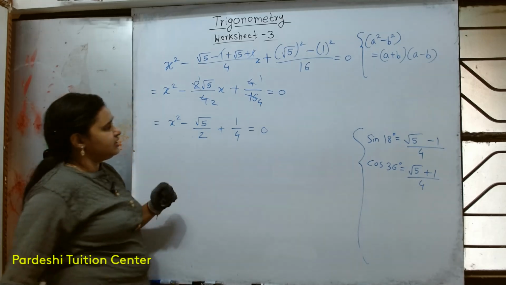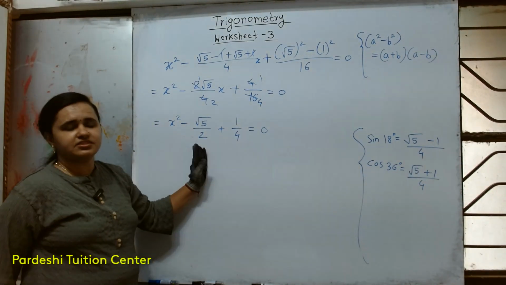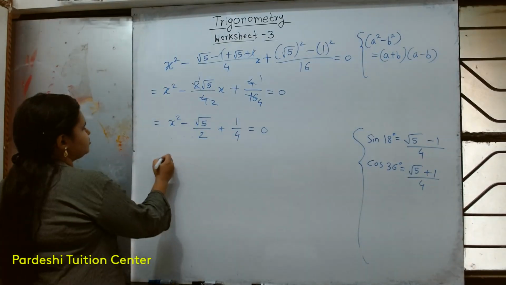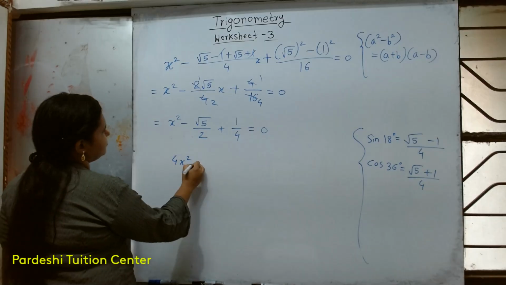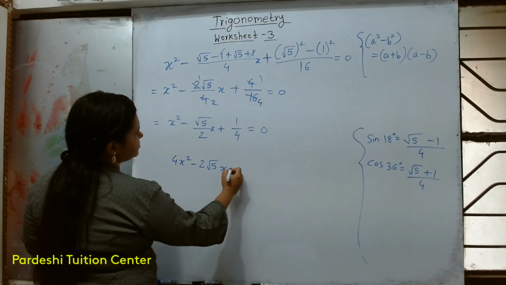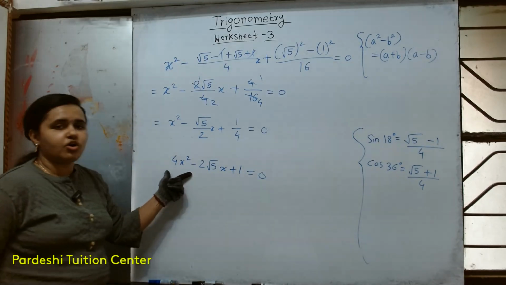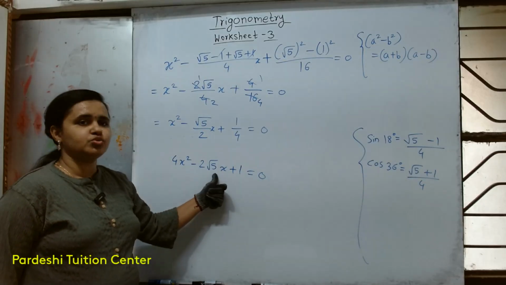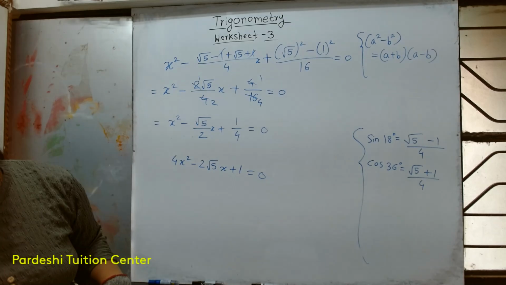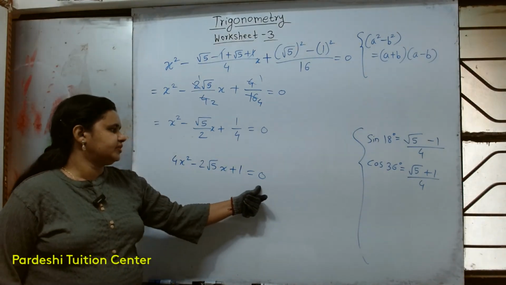Now we want the quadratic equation not in this form. If I take the LCM of 2, 4 and 1, it will be 4. So what we get is 4x square minus 2 root 5 x plus 1 equals 0. So we have got the quadratic equation as 4x square minus 2 root 5 x plus 1 equals 0. So our option is the third one, that is 4x square minus 2 root 5 x plus 1 equals 0.